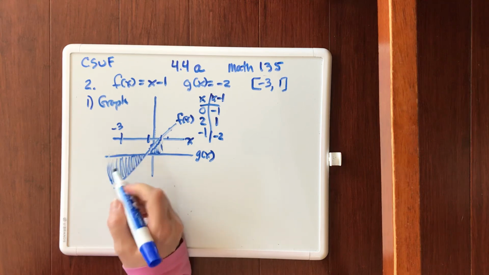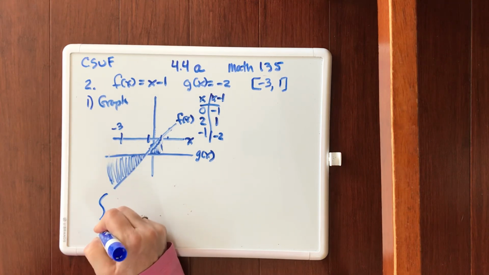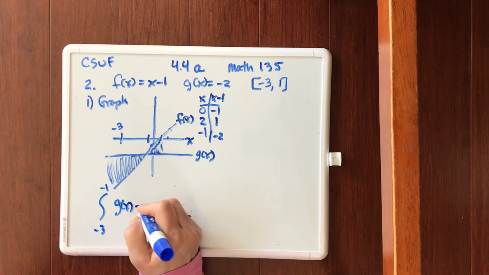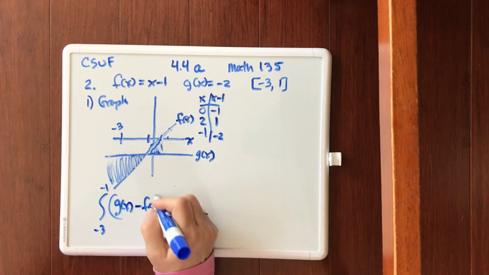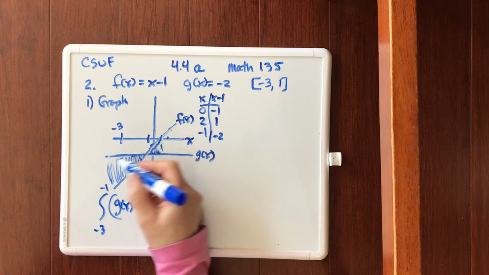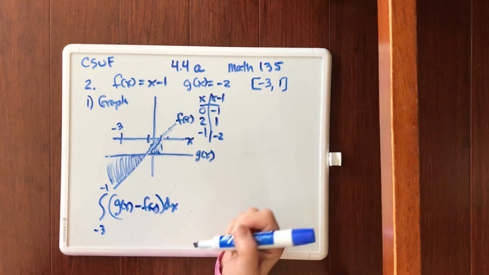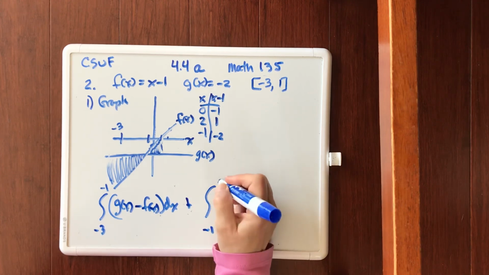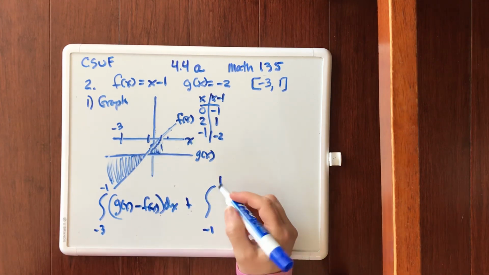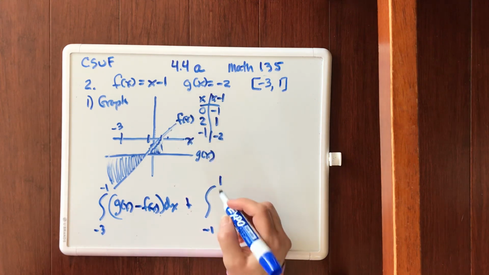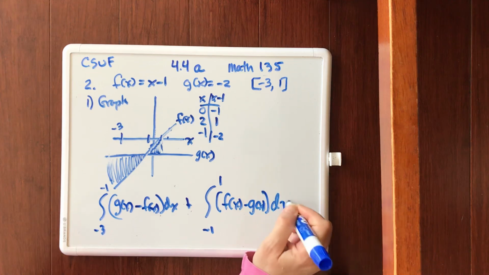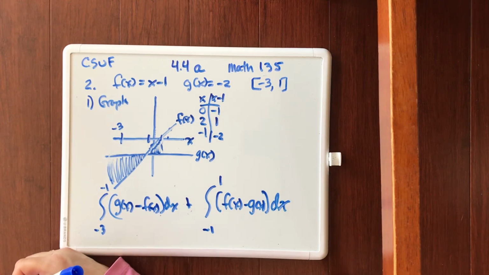So right here, we're going to integrate from -3 to -1 of g of x minus f of x dx. We take g of x minus f of x, and we figure that in. And then we're going to add that from -1 to 1. That's this piece right here. f of x is on top, so we have f of x minus g of x dx. Okay, I'm going to let you do that on your own.